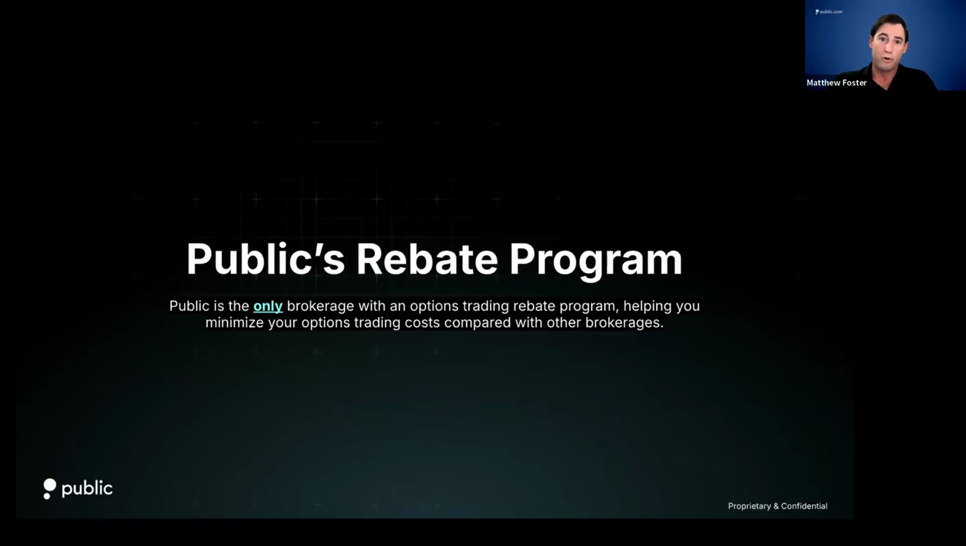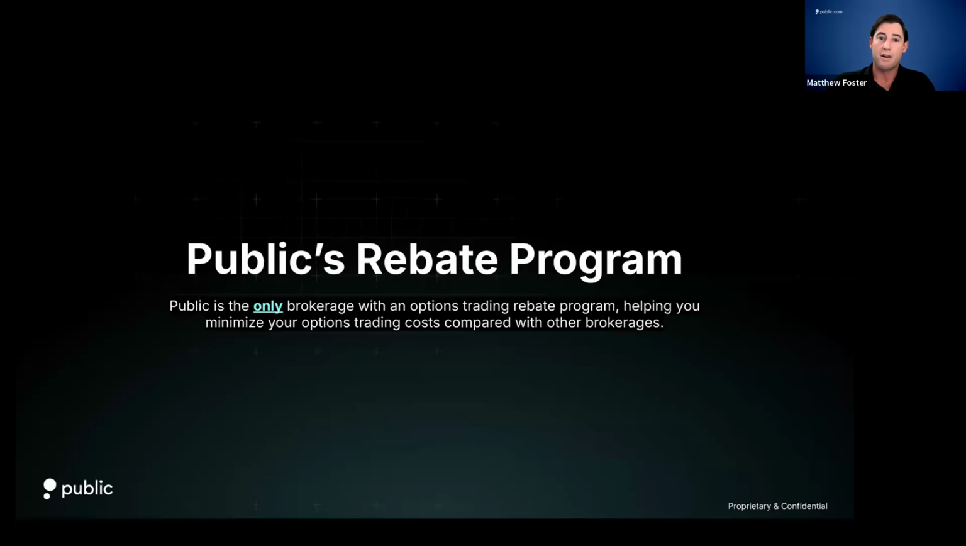So Public is the only brokerage right now that's offering an options trading rebate program. And the goal of this is to really help active options traders reduce effective trading costs as their volume increases. So for multi-leg and for high frequency strategies, traders know that the cost can compound very quickly. And the rebates here really directly offset that friction and that fee drag.